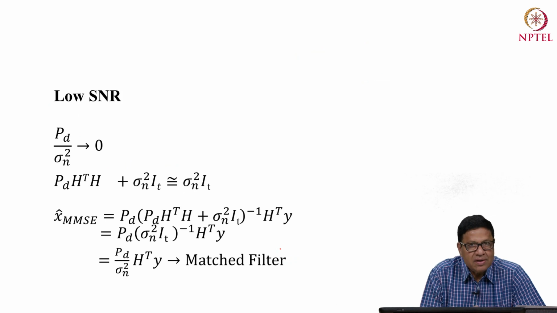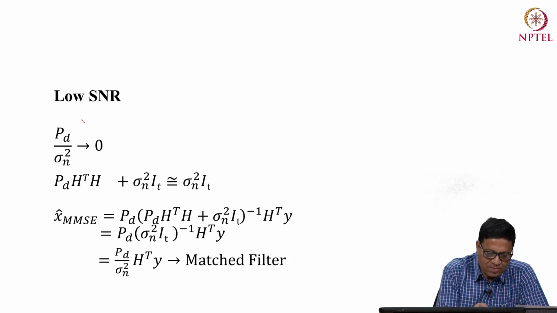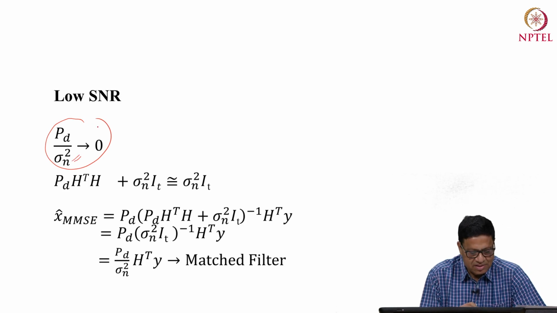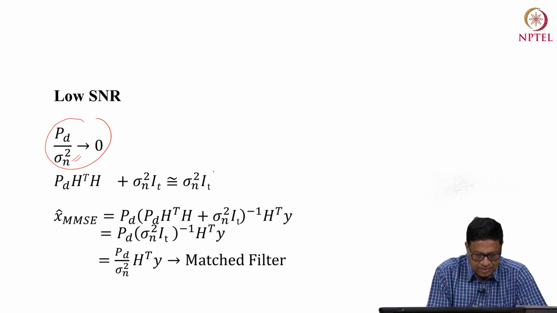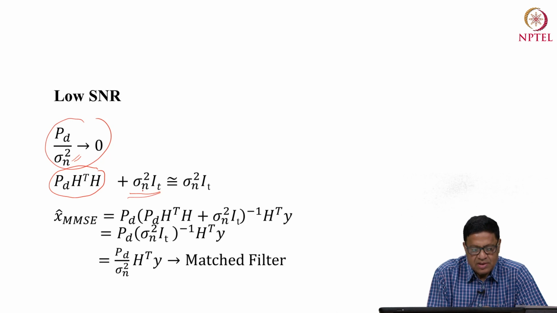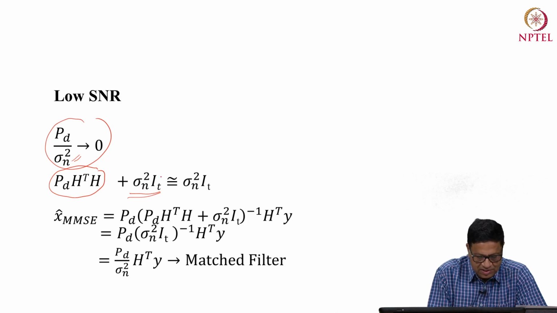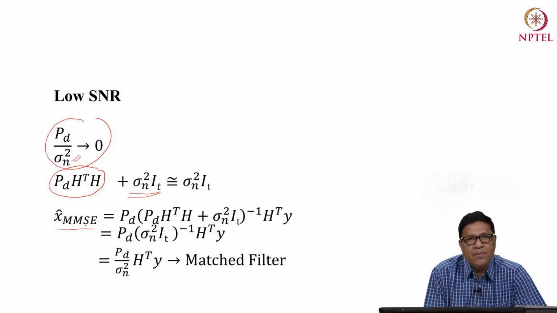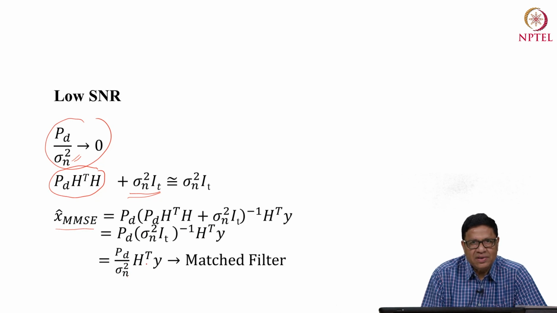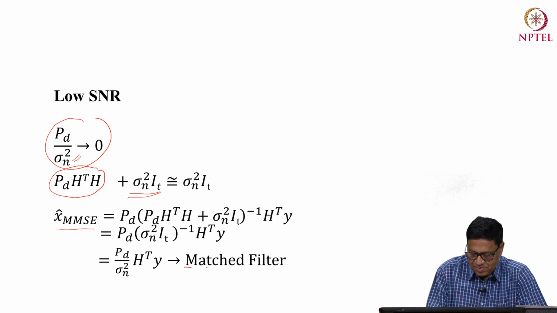Now let us see what happens at low SNR. Low SNR means PD by sigma n square is tending to 0, because the noise component is very high. Again, taking that equation, this PD is very low because it's low SNR, so this quantity will be 0 in this case, and we are left with sigma n square IT. And if I plug in this approximation in X estimate MMSE, what I get is PD sigma n square IT inverse HTY, or we can write this as PD divided by sigma n square HTY. And this is nothing but a match filter, where the impulse response is matched to the input.